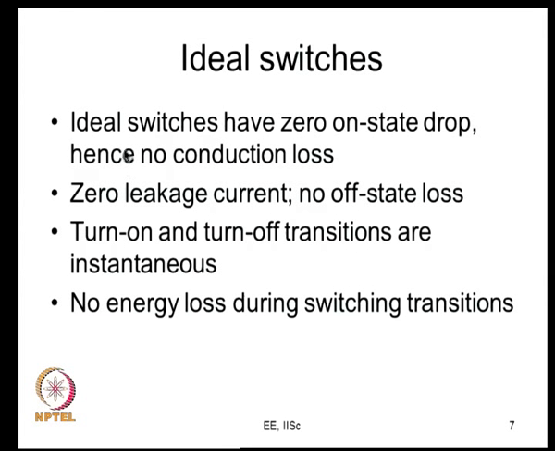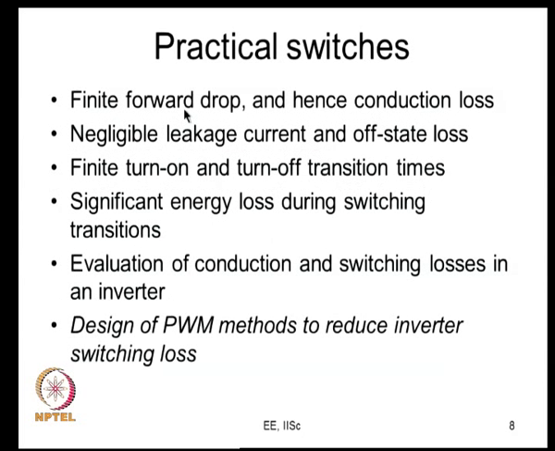As we said, the ideal switches will not have any forward drop, and therefore no conduction loss. There is zero leakage current, therefore no off state loss, and they turn on or turn off instantaneously, so there is no energy loss during switching transitions. That is about the ideal switches. What about the practical switches? They have finite forward drop, therefore there is a certain amount of conduction loss, and there is negligible leakage current, therefore the off state loss is also negligible, and we do not have to worry about that. What we need to worry about is mainly the conduction loss during the on state and the losses during the switching transitions, because the turn on and turn off transition times are finite, and there is a significant amount of energy loss during these transitions.